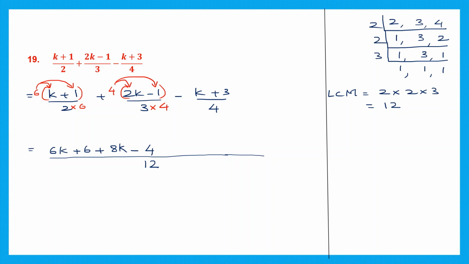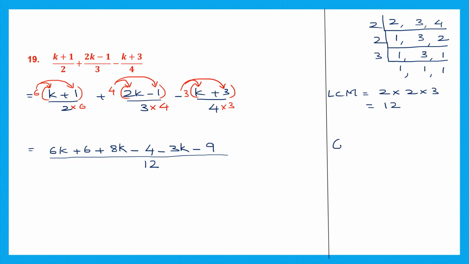Then we go to the next one. 4 into 3 is 12. So we multiply this whole thing by 3. So first minus 3 into k. So the sign is minus. 3 into k is 3k. Now we multiply minus 3 into plus 3. Minus into plus is minus. 3 3s are 9.